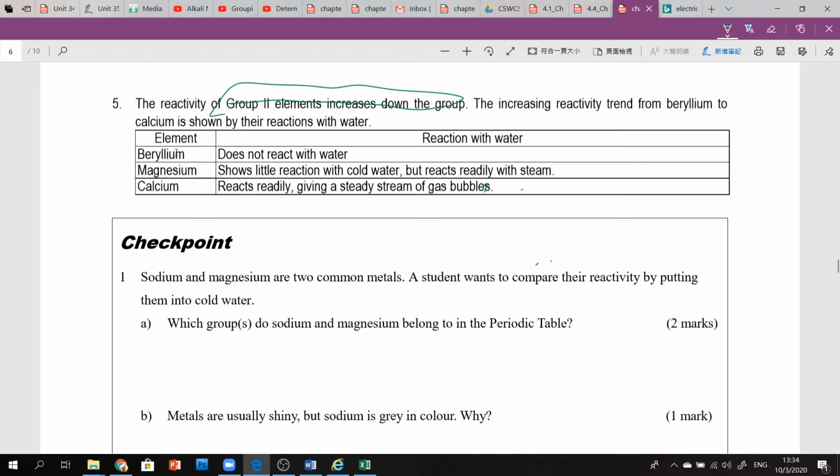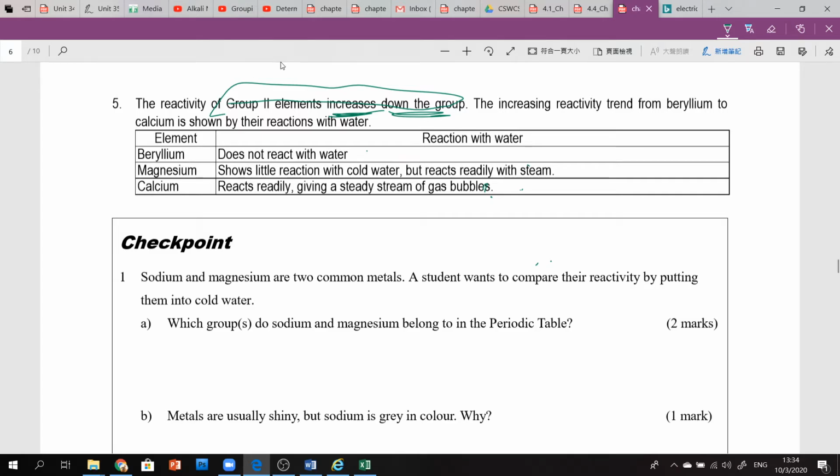So this is what I would like to talk to you about. Increases down the group, so they will be more reactive. So you may see more reactive, and even more reactive. What they have in common is that group 1 metals also have a reactivity that increases down the group.